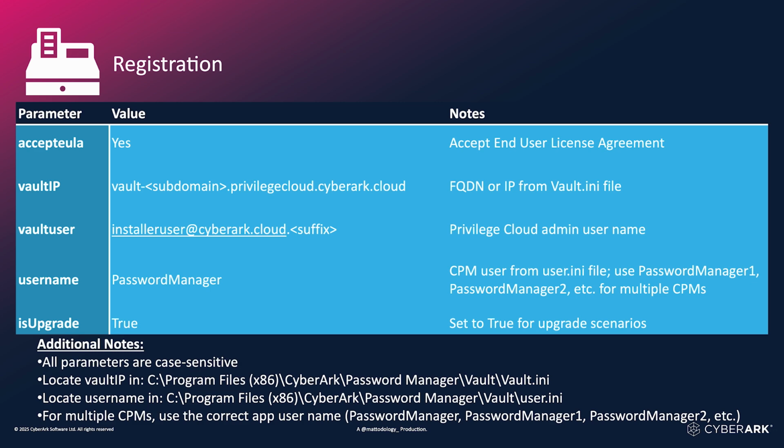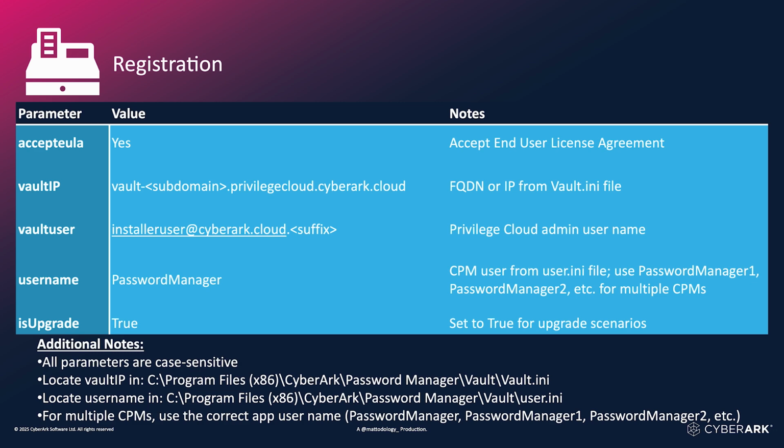For username, specify the CPM username that was defined during the initial CPM installation. You can verify this value in C:\Program Files (x86)\CyberArk\Password Manager\Vault\user.ini. Finally, confirm that ISUpgrade is set to true. This ensures that the registration action correctly associates the upgraded CPM with the existing environment and preserves its configuration and data.